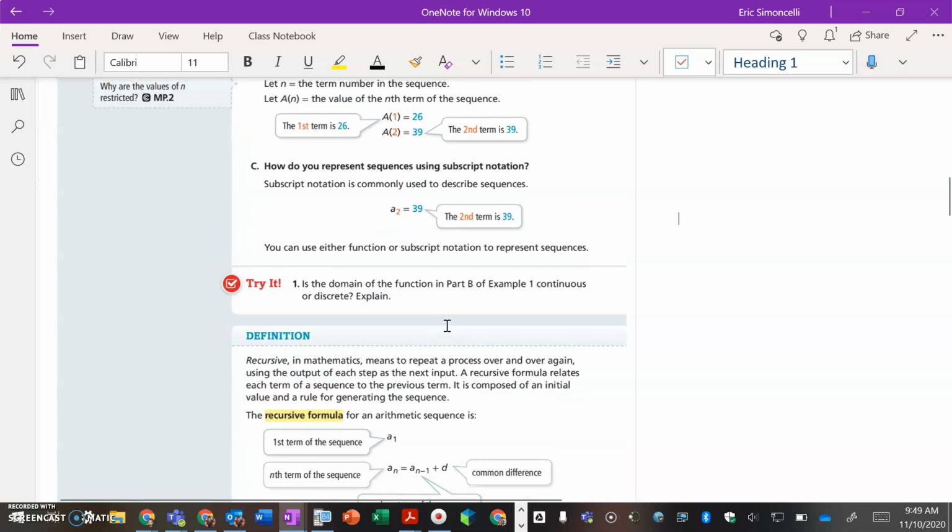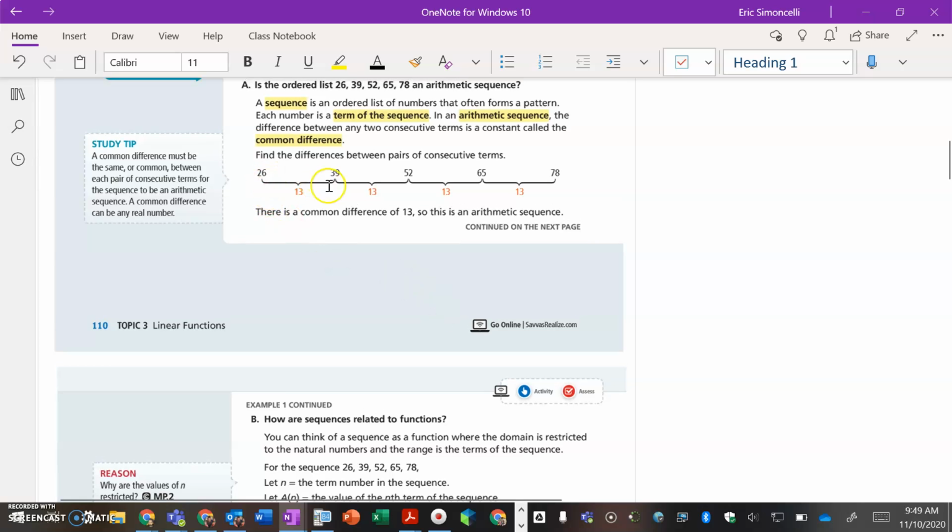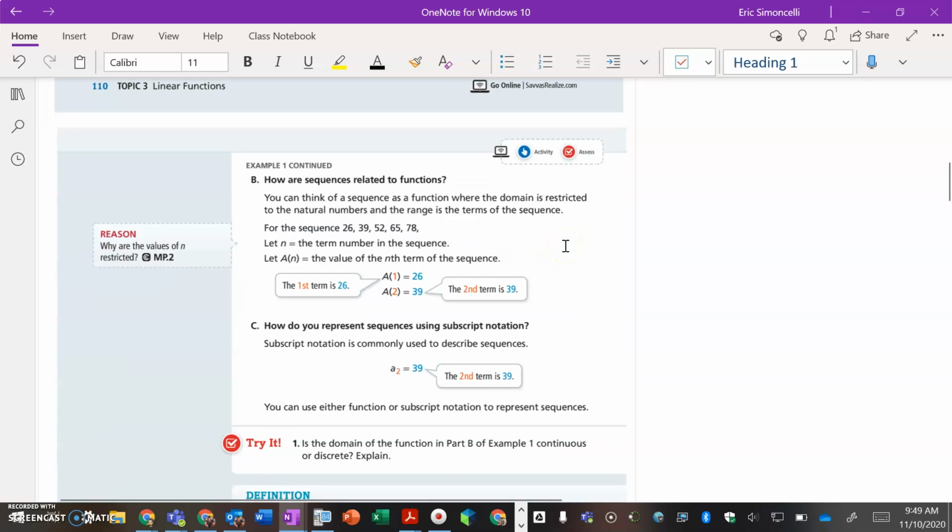So in the last problem, we did have 5 terms. But let's say you knew the fourth term and you knew the common difference. You can find the fifth term, a sub 5. So a sub 5 would be equal to a sub 4, which is 65, plus 13. And again, that's 78.